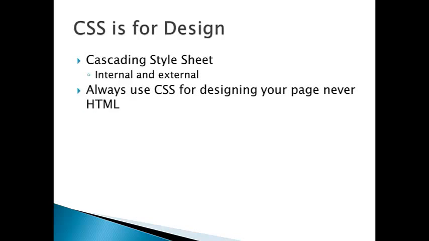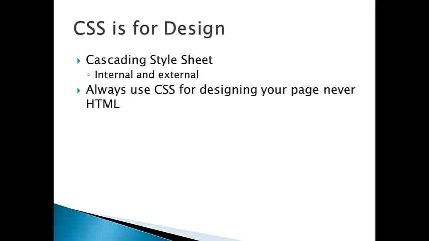Now CSS, that is the other side of what this class is. CSS is for design. Again, I'm going to keep saying it over and over again. You guys are going to remember: always use CSS for designing your page. Never HTML. Never, never, never. So what is CSS? CSS stands for Cascading Style Sheet. A cascading style sheet is either a page or a section of a page that is going to tell the browser how to make text, images, and placement of items appear on the page.